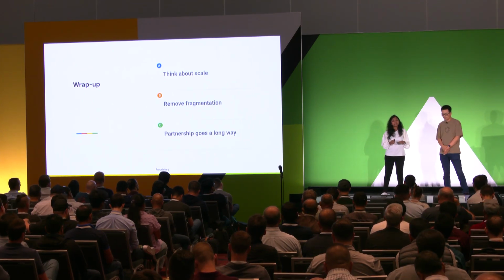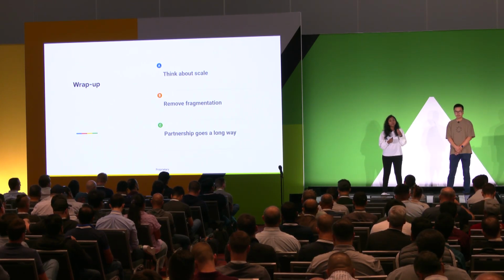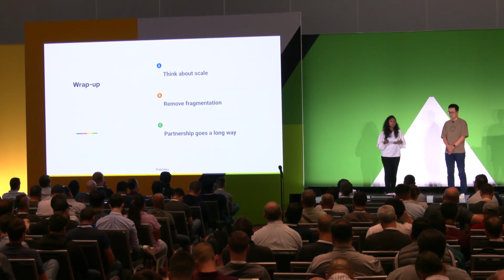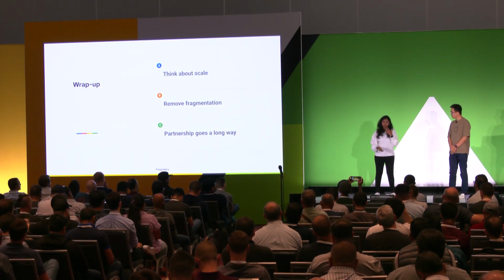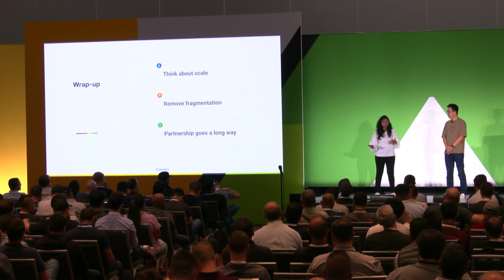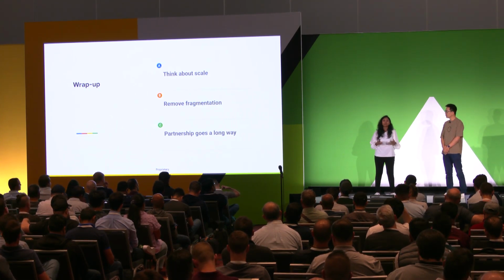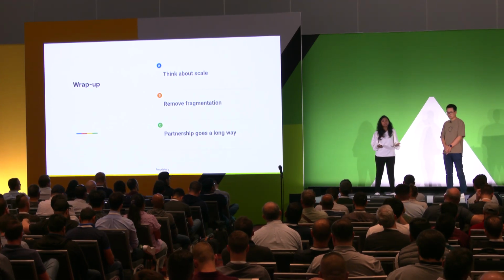Number two, remove fragmentation. If you're going to add a step in your ops journey, think about what it would take for me to do it 10 times more or 20 times more. If you feel like it's complex, then you're adding a fragmentation layer for your ops solution. So removing fragmentation will greatly help you with observability and troubleshooting. And lastly, partnership goes a long way. Like Google has been helping Snap with their operation system for a very long time, and Snap has been helping Google develop a product lifecycle for the ops solution. So with partnerships, we can go a very long way.